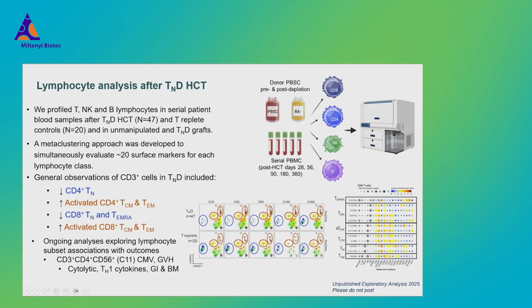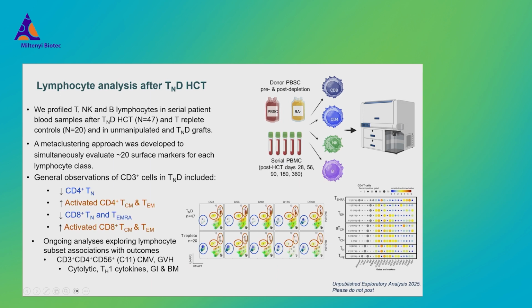We're also performing a more detailed analysis of lymphocytes in serial blood samples from the naive depleted recipients and some T-replete controls, and also in the unmanipulated naive depleted grafts. Specifically, we've profiled T cells, NK cells, and B cells in serial blood samples using multiparametric spectral flow cytometry. And we developed an unbiased metaclustering approach to evaluate approximately 20 markers for each of the subsets.